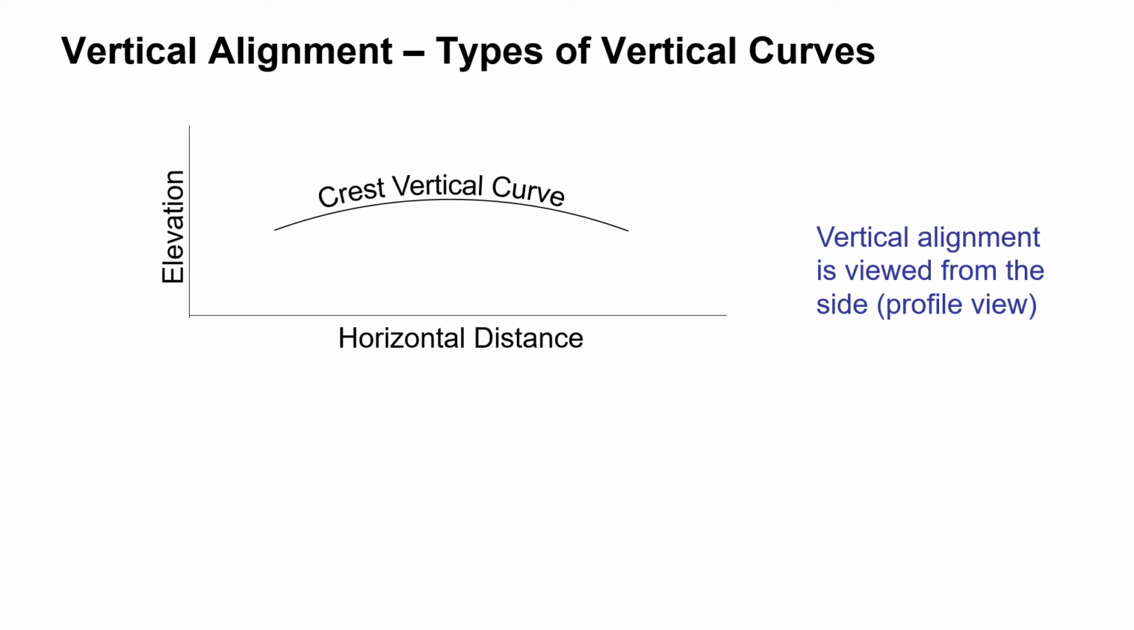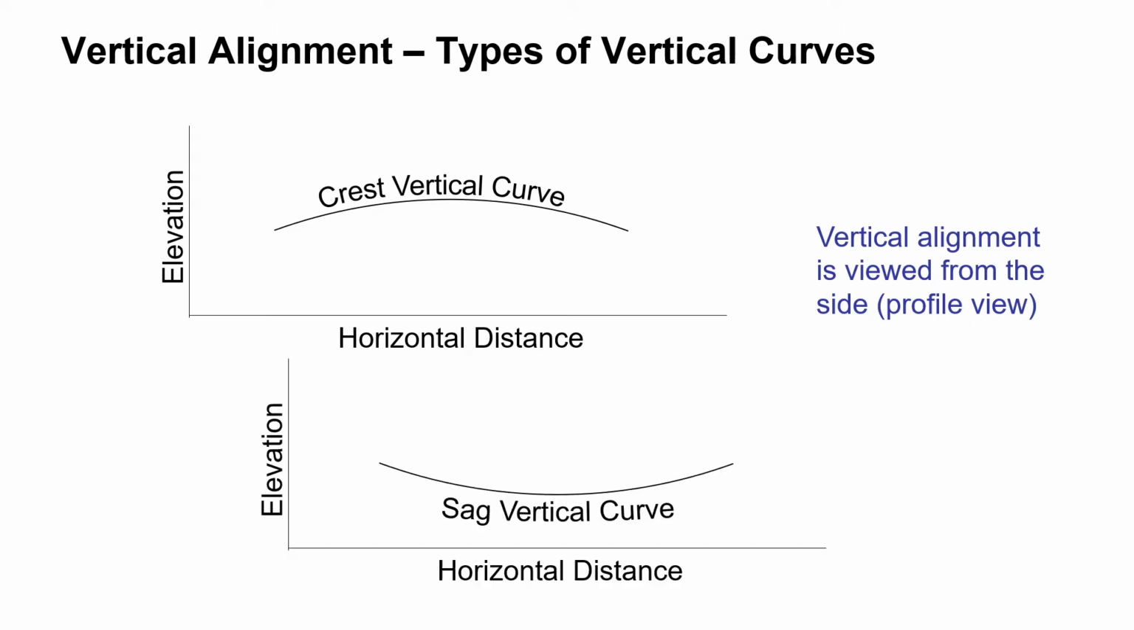Vertical alignment is viewed from the side, which is known as the profile view. When we're looking at vertical alignment, we see the elevation on the y-axis and the horizontal distance on the x-axis. Two basic types of curves. The first is the crest vertical curve, which is a concave down shape, and then we have a concave up shape, which is the sag vertical curve. So those are the two general types. We also have some additional subsections of those types of curves as well.